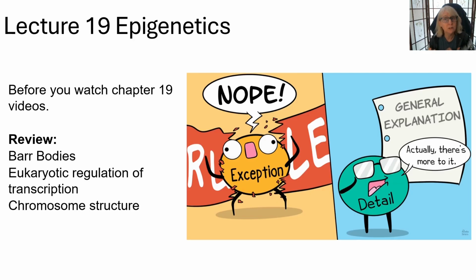I want you to just quick review chapter 17 for regulation of transcription for eukaryotes, because a lot of that material we're going to continue on in this lecture. And then what is the structure of a chromosome? We talked about the P arm and the Q arm at one point a long time ago. I want to be able to point those things out as well as the centromere. And then let's talk about all the exceptions to the rules.